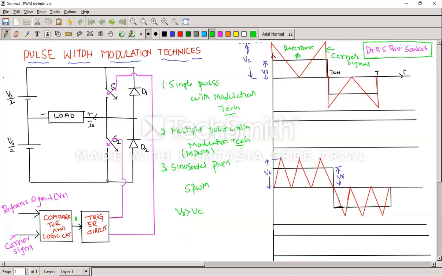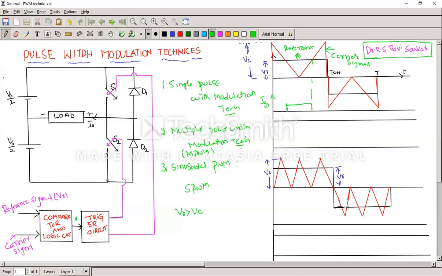If the output is 1, then the logic circuit gives the pulse to S1 if it is a positive cycle. That happens from this time to this time. This is the pulse generated by the logic circuit that is given to the IG1.